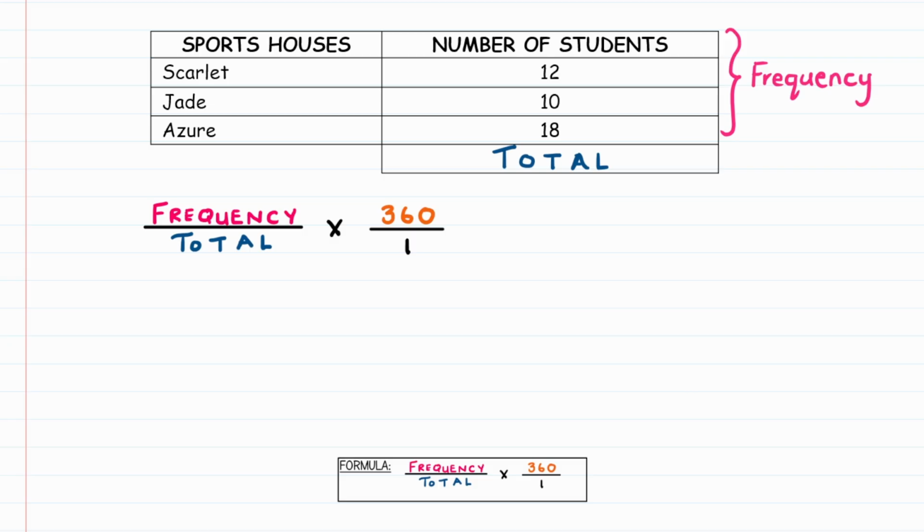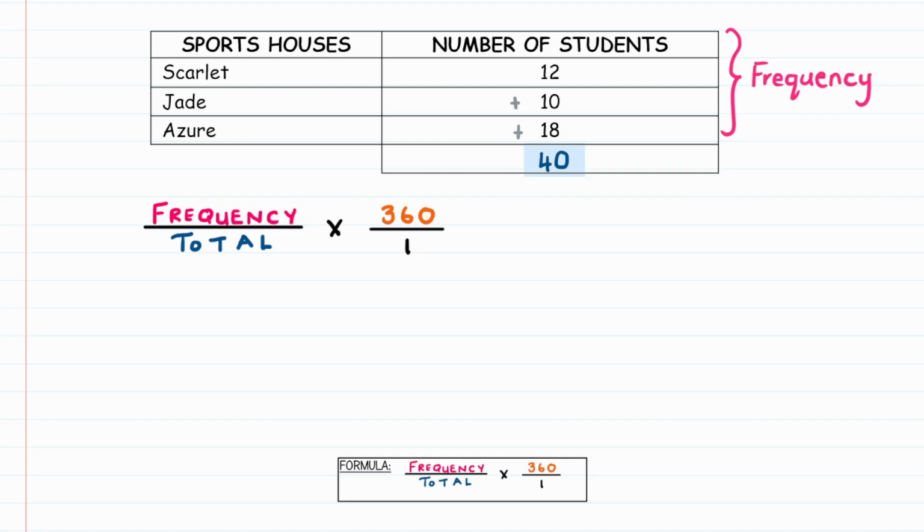I need to create a pie chart showing the number of students in different sports houses during a gala. First, I need to find the total number of students participating in the gala. When I add the frequencies, I get 40 students. Step 2 says that I then calculate the degrees. Remember, each sports house represents a fraction of the whole circle, or pie chart.